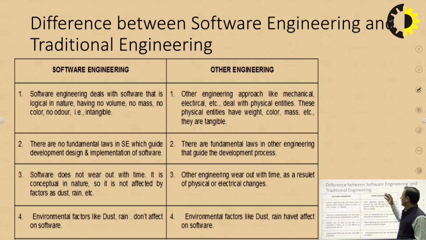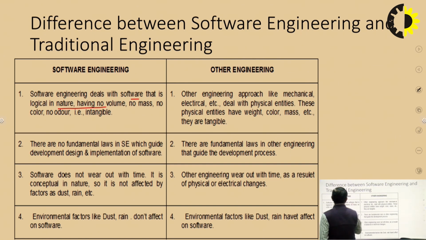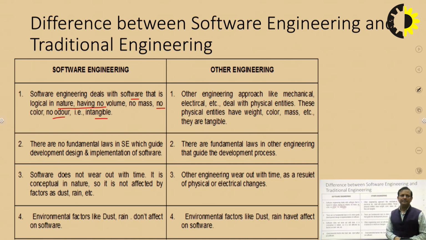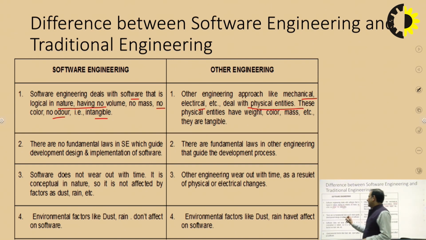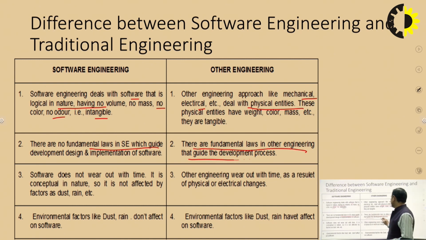Some differences I have quoted here. Software engineering deals with software that is logical in nature: no volume, no mass, no color, no odor, meaning it is intangible. While other engineering, like mechanical and electrical, deals with physical entities that have weight, color, mass, etc., and are tangible. There are no fundamental laws in software engineering which guide the development, design and implementation of software, while in other engineering there are fundamental laws that guide the development process.